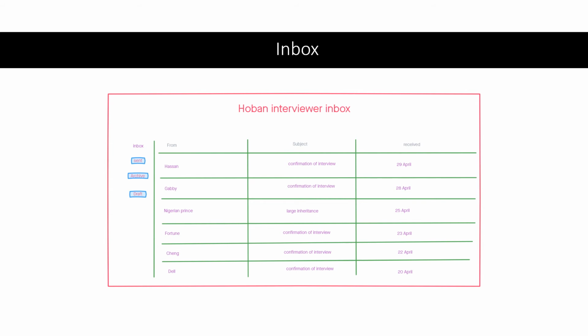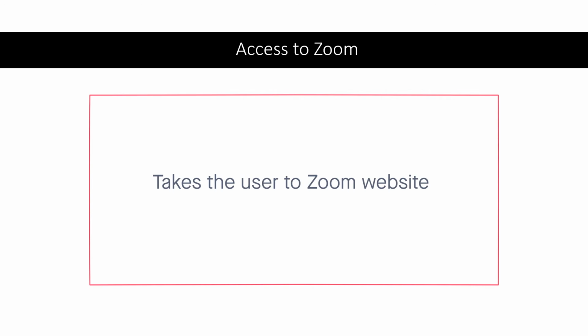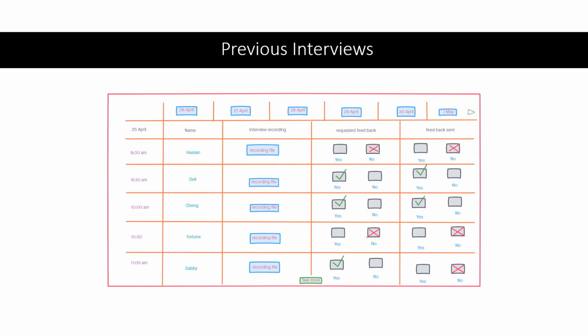And here we have the work email box for easy access, followed up by a direct link to Zoom, and finally access to previous interviews. Here the Hobbin staff can rewatch interviews and give feedback to the students who requested it, which is another main feature requested by our users.